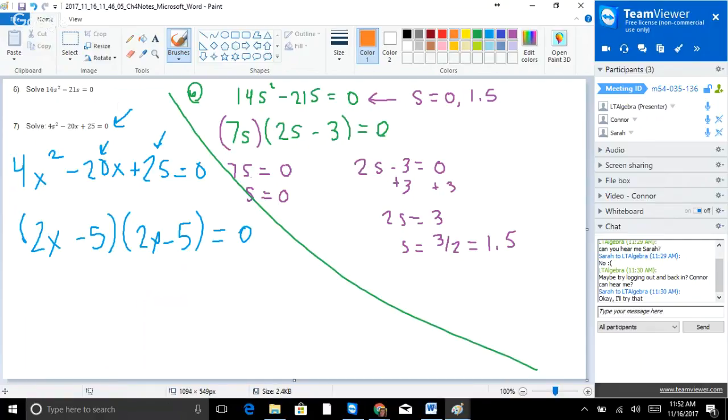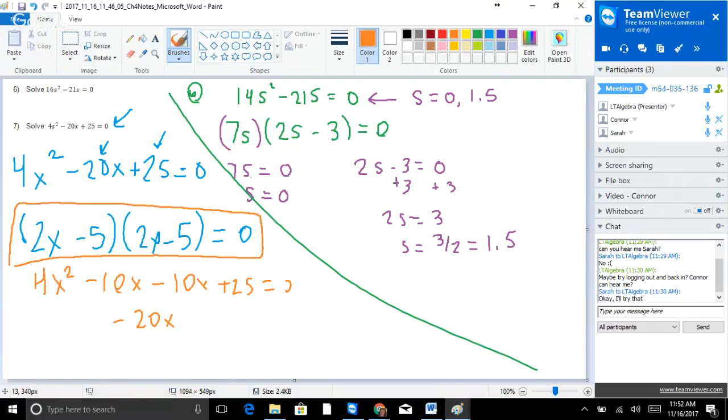So now I FOIL to check it, right? First is 4x squared. Outside is negative 10x. Inside is negative 10x. And last is positive 25. Negative 10x plus negative 10x is negative 20x. And woohoo, I factored it. So this is right. Yay.